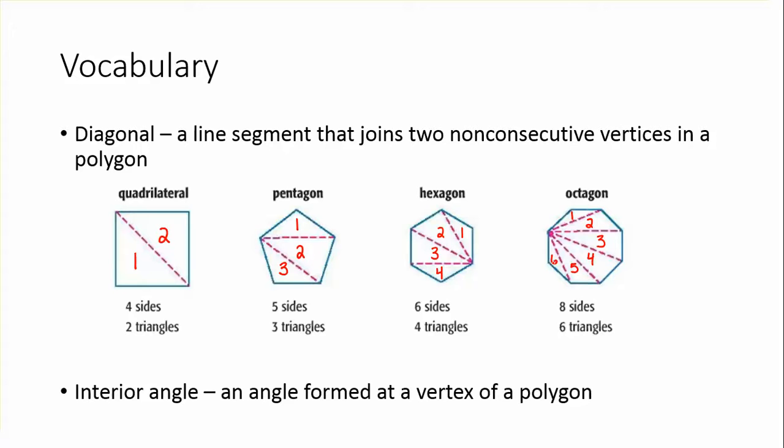And we're going to use this idea about how many triangles can be drawn inside of a polygon to help us understand the angle measures of the angles of that polygon. So an interior angle is an angle that's formed at a vertex. So a quadrilateral has 4 interior angles. A pentagon has 5 interior angles. A hexagon 6 and an octagon 8. So the number of interior angles of a polygon is the same as the number of sides.